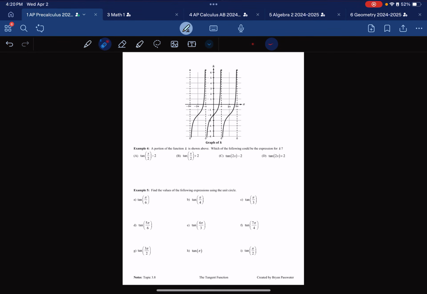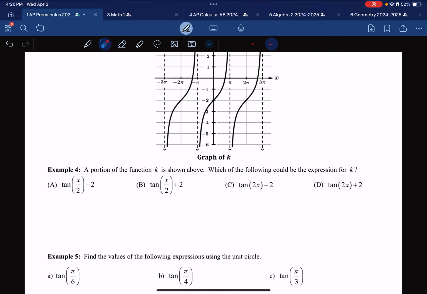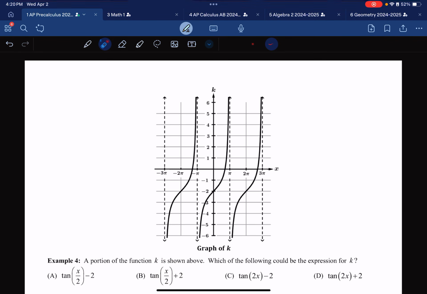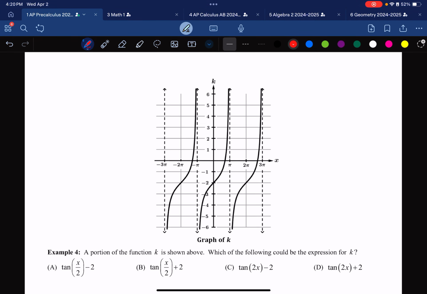All right, let's try example number 4, and then we have a bunch of tiny problems, and then we're out of here. Okay, example 4. Which of the following could be an expression for k? All right, so I'm noticing that the difference between all of these, they're all tangents, okay, the periods are different. Some of them are 2 and some of them are x over 2. So let's go ahead and do the analysis of what the period is.